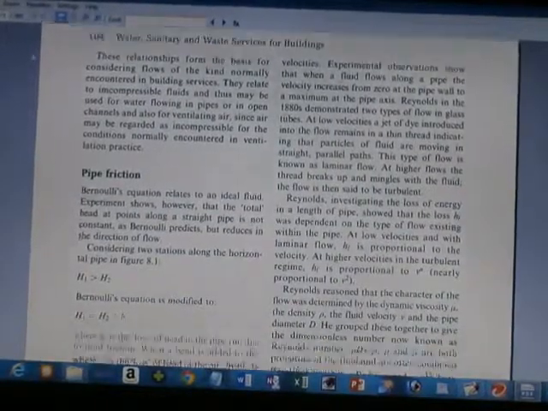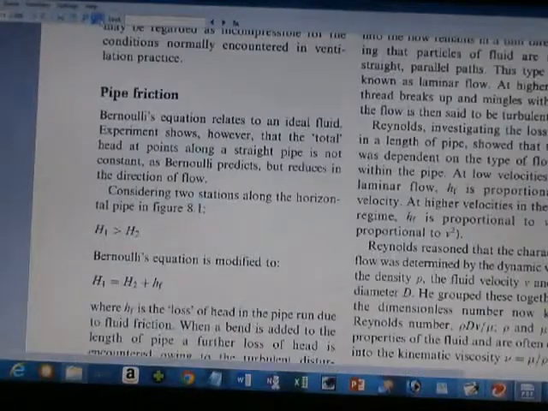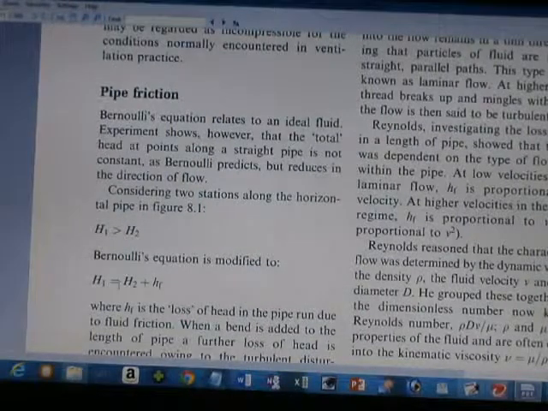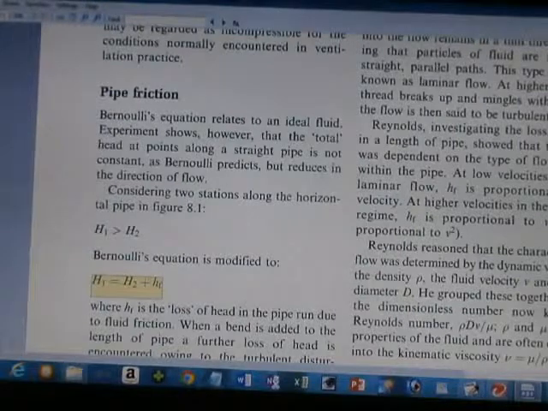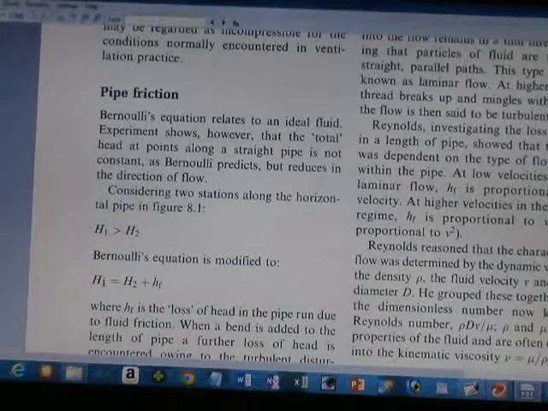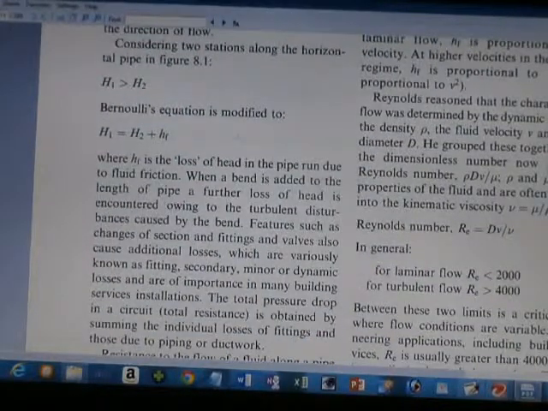This is a pipe friction calculation. When water is flowing in a pipe, there will be a friction. This equation shows the friction calculation, where H1 and H2 are the heads.